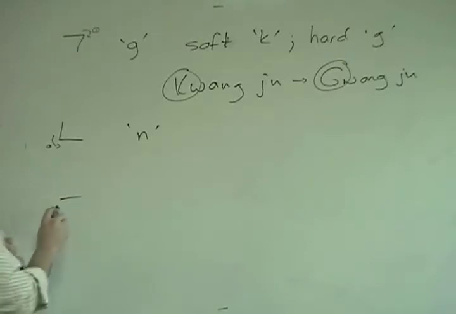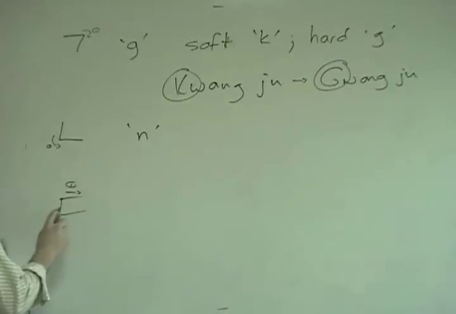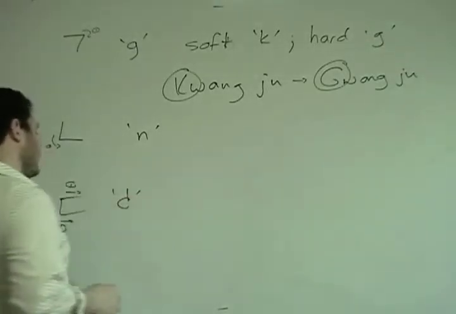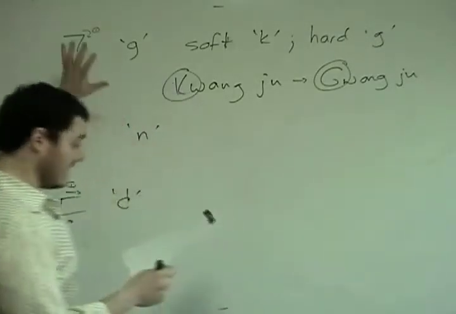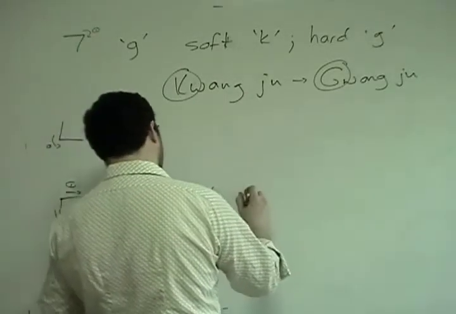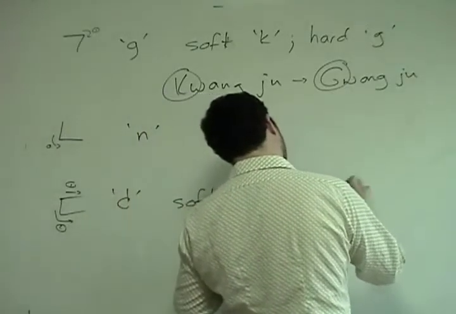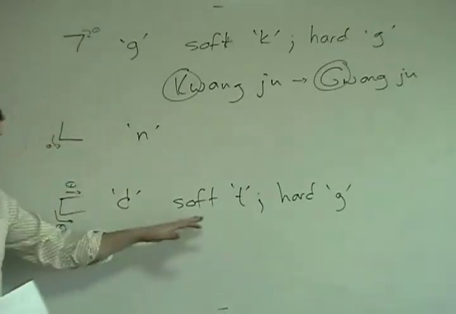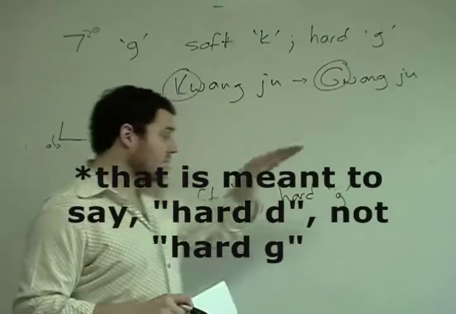stroke across, down and across. Okay? First stroke is across, second one, down and across. This is the D. Okay? This one, like the G, has this soft, hard business. So it'll occasionally be a soft T and a hard G. Okay, it'll be in that middle ground.